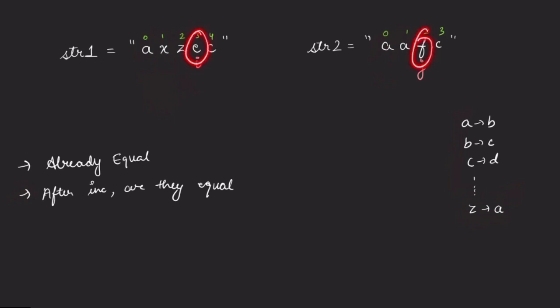Now E and F are not equal. So we will check if E plus 1, that is the next character, that is F, equals F or not. Yes, it is. So again we will move both the pointers forward. So I will come here, J will come here. Again C and C are equal. We will move our pointers forward. So I will come here, J will come here.